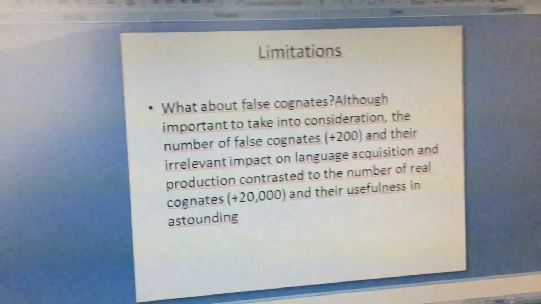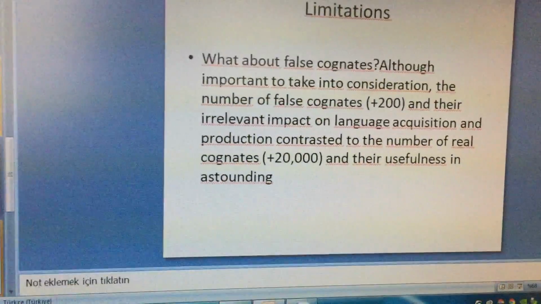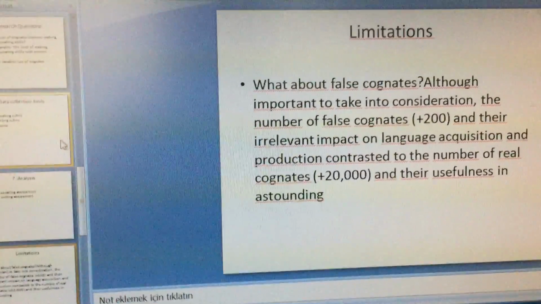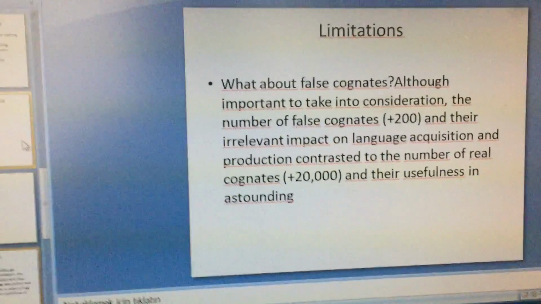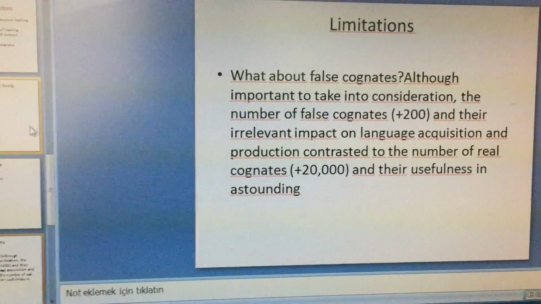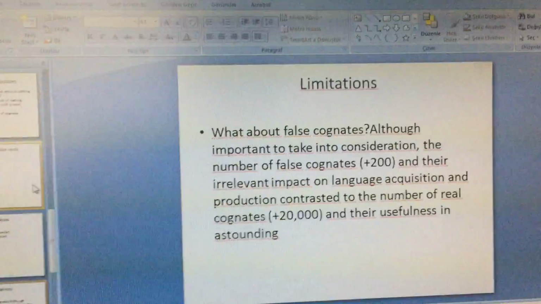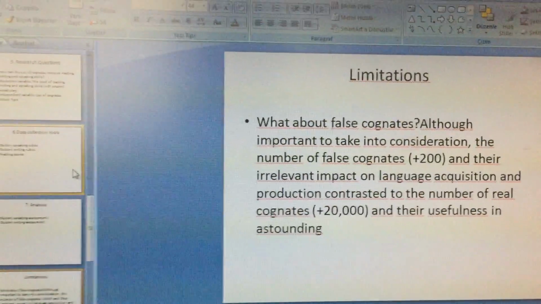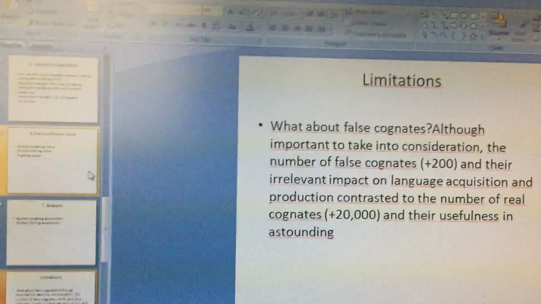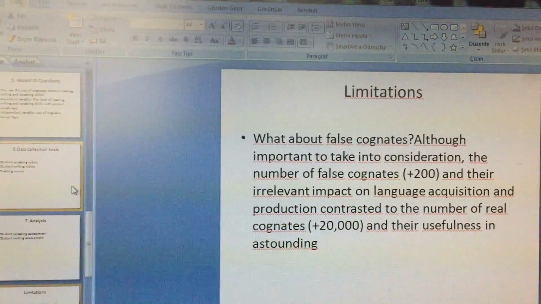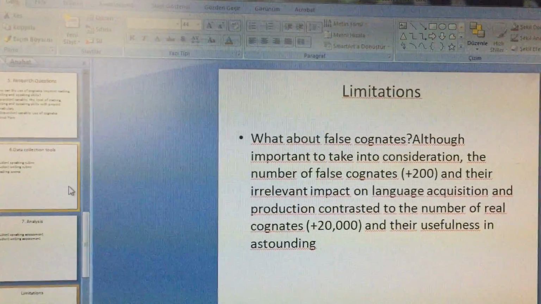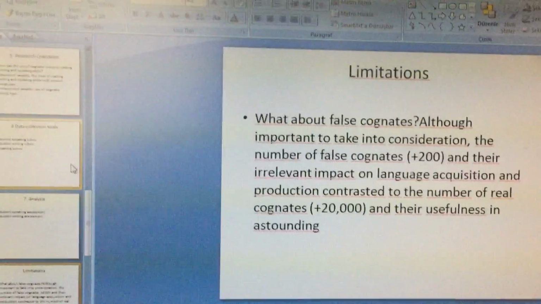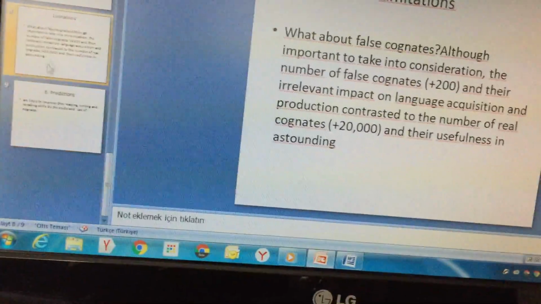But this doesn't conceal the benefit of studying cognates, because although it's important to take into consideration, the number of false cognates is only 200, and their impact on language acquisition and production is irrelevant in contrast to the number of real cognates. The number of real cognates is 20,000. That's why the ratio of false cognates is at minimum 1 to 100.